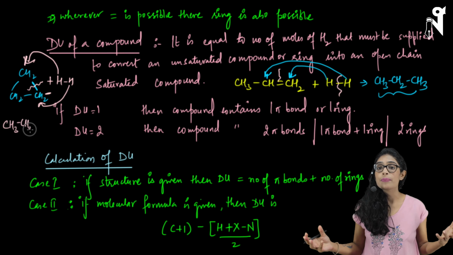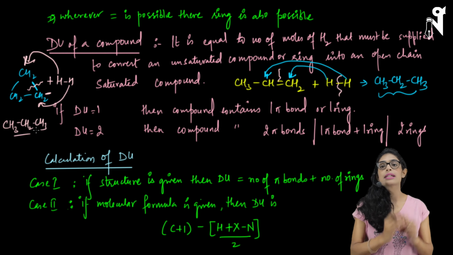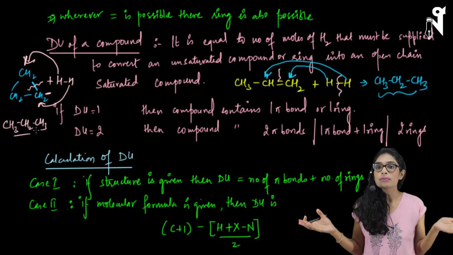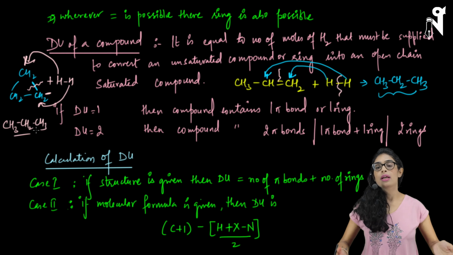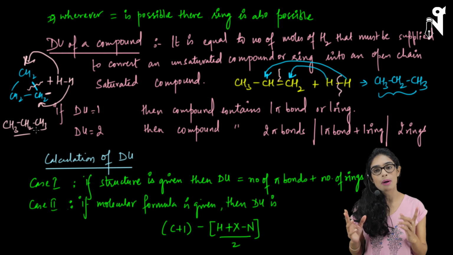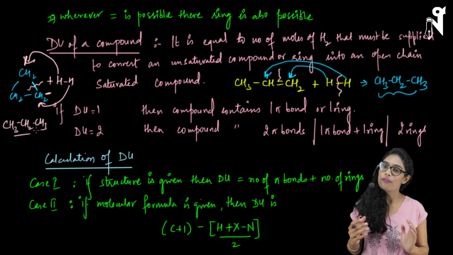This has become propane. So when I had taken the alkene or the cyclic ring, I had just applied 1 mole of hydrogen, and then it had become what? Open chain alkane. So what is the degree of unsaturation? How many moles of H2 had I actually supplied to make it an alkane? Just 1 mole. So the degree of unsaturation of this compound is 1. That's how we figure out the degree of unsaturation of any compound.